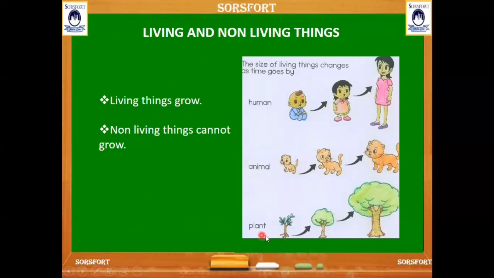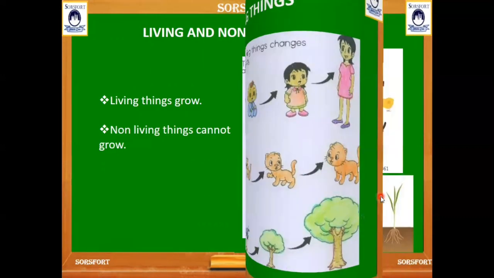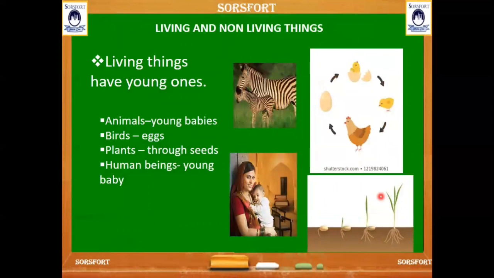And even the plants have growth. Here is the growth of the plant from seedling to a plant and to the tree. When we sow a seed, it grows into a seedling and then to the plant and then to the tree. But the non-living things do not grow.